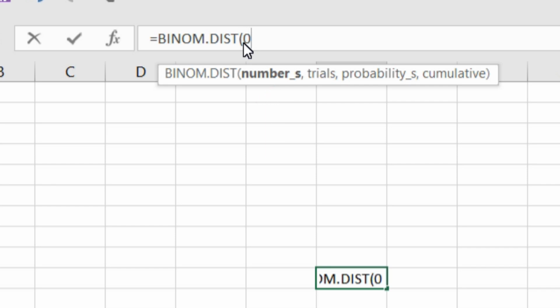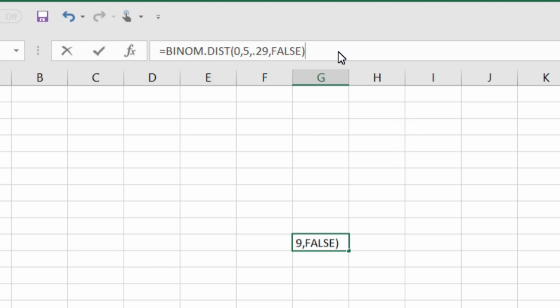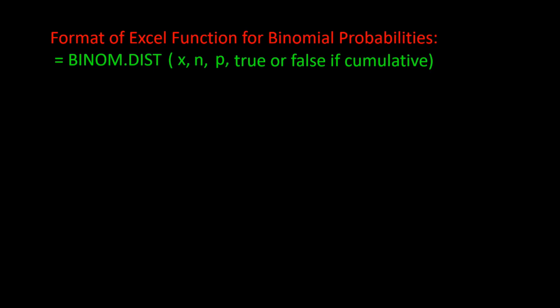None of the customers order vanilla. Then we have comma, N, the number of trials, so there are 5 customers, that's the sample size. Then we have the probability of success, that is 0.29. And then we have whether it is cumulative or not, and the answer is no, we are not looking for a cumulative result, so we are typing in false. And when I hit return, you see the answer here is 0.180423.